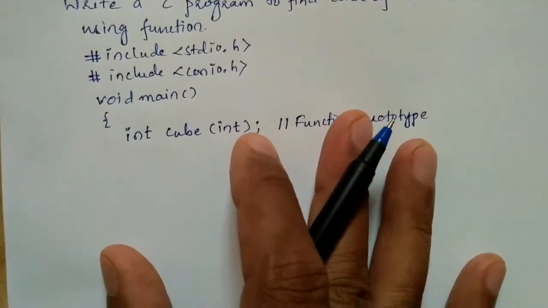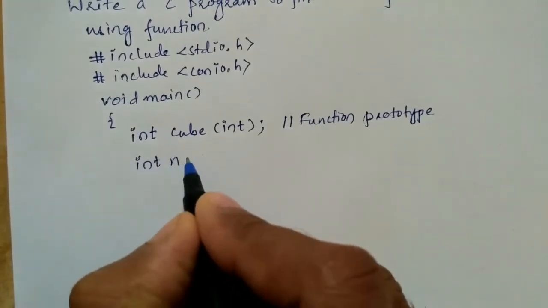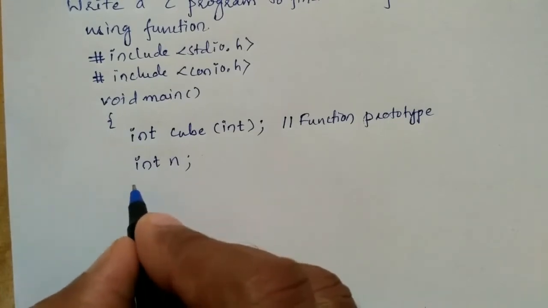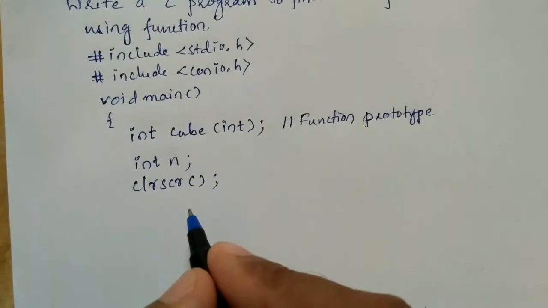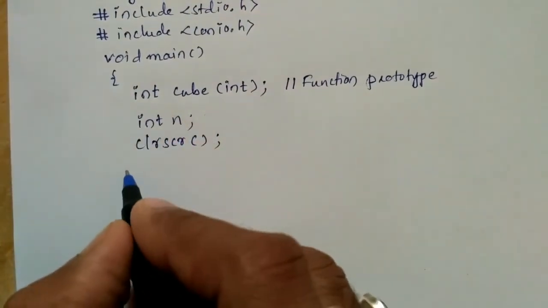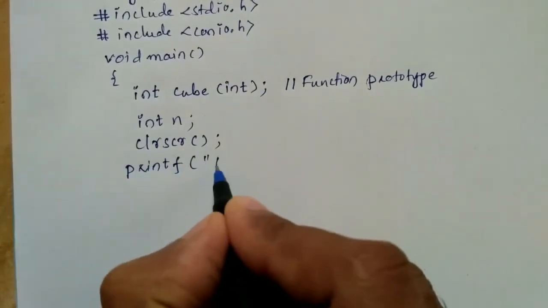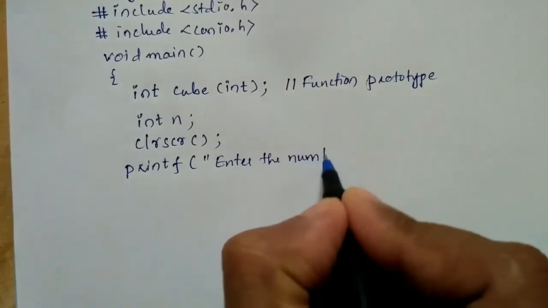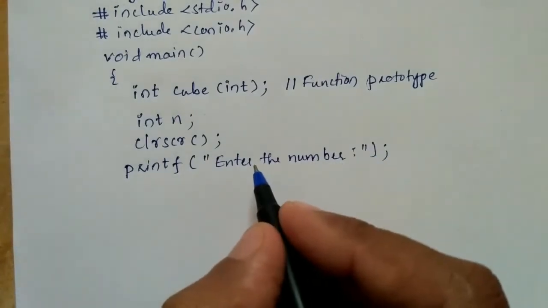Now we are going to write int n. So it is a common variable of type integer. Then I'm going to write clrscr, that is used for clearing the screen. Now I'm going to write printf. In a double quotation mark, I'll write enter the number, double quotation mark, and put semicolon.